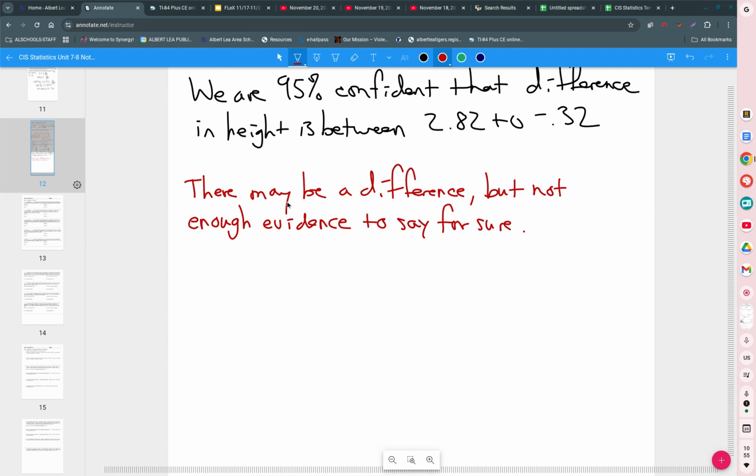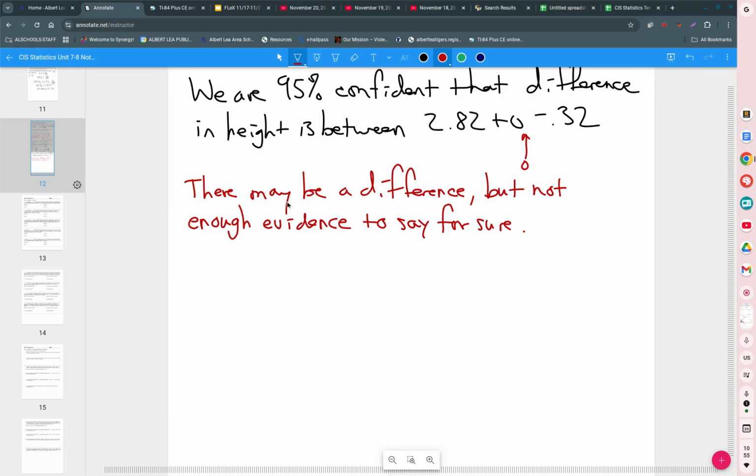Statistically, this is the answer we would give. We would say there may be a difference, but there's not enough evidence to say for sure. For example, suppose that the heights were the same. What would we expect the difference to be? 0. And is 0 included in our confidence level? Yeah. So this confidence level tells us there might be no difference. In fact, part of our confidence level says that the people in this community might actually be taller.